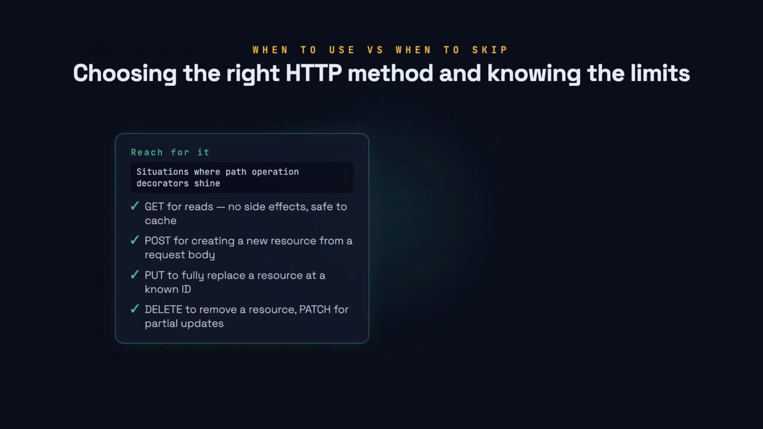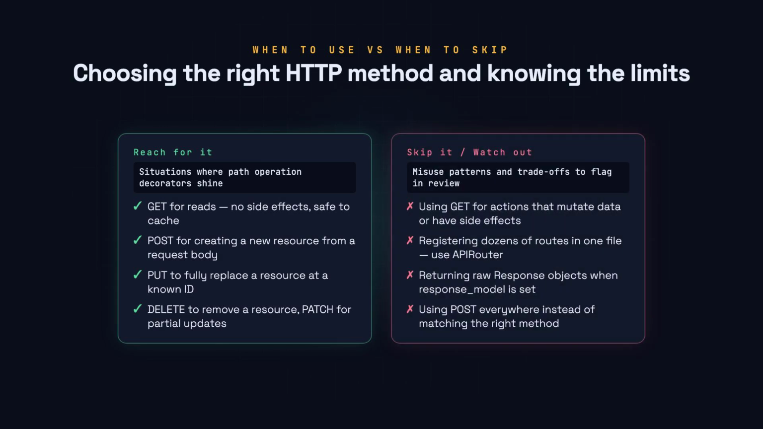Path operation decorators are always the right tool for exposing an endpoint, but the HTTP method you choose matters. Use GET strictly for reads that have no side effects, POST for creating resources, PUT for full replacement, PATCH for partial updates, and DELETE for removal. Common mistakes include using GET for anything that changes data, cramming all routes into one file instead of using APIRouter, and defaulting to POST for everything just because it feels easier. Method semantics are not just convention. Proxies, browsers, and clients rely on them.